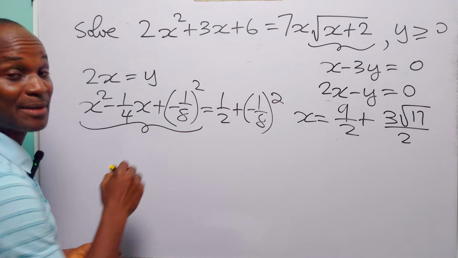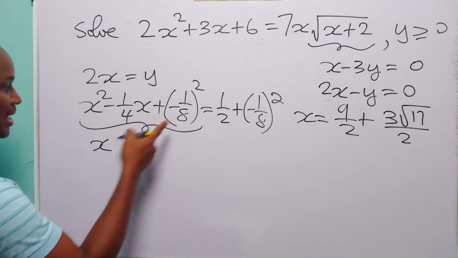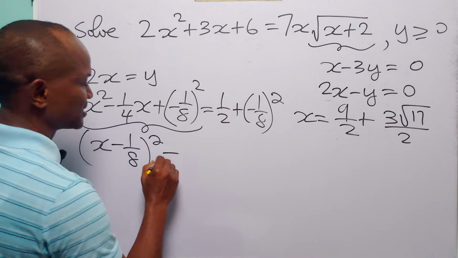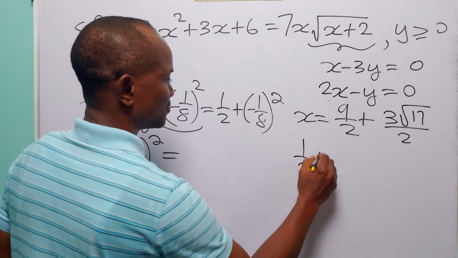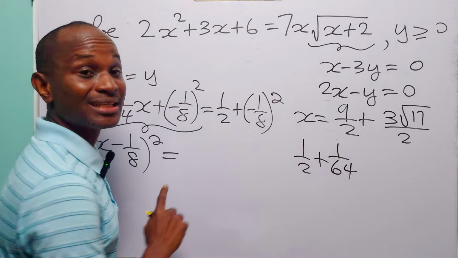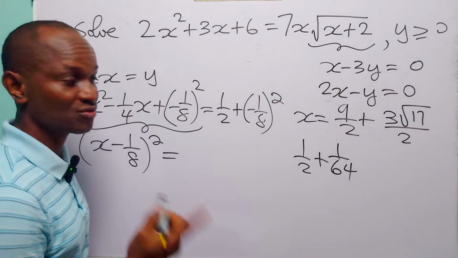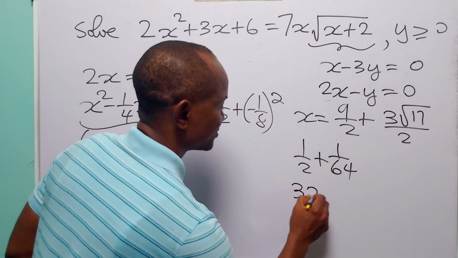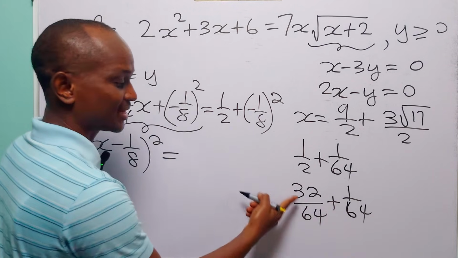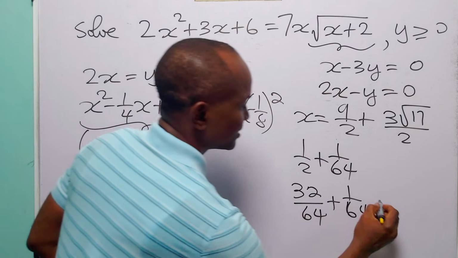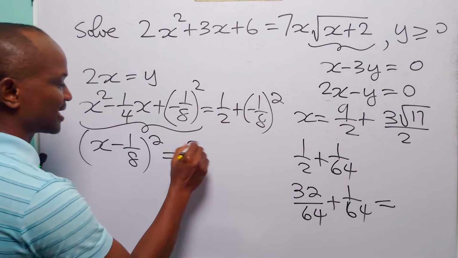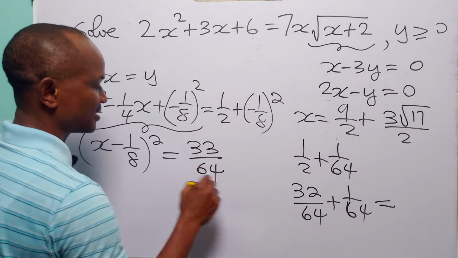Now, of course, you know that this is a perfect square. So we take 1 x and we take 1 minus 1 over 8 and we square both. Now, this is equal to 1 over 2 plus minus 1 over 8 squared, which is 1 over 64. To add these two fractions, let us write 1 over 2 as 32 over 64. Then we have 1 over 64. Of course, you know that 32 over 64 is equal to half. Written in this way, we can now just add the numerators. 32 plus 1 is equal to 33. So on the right-hand side, we have 33 over 64.